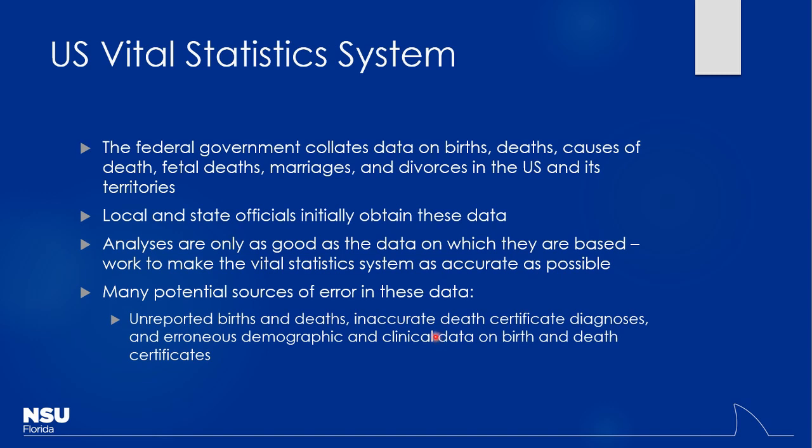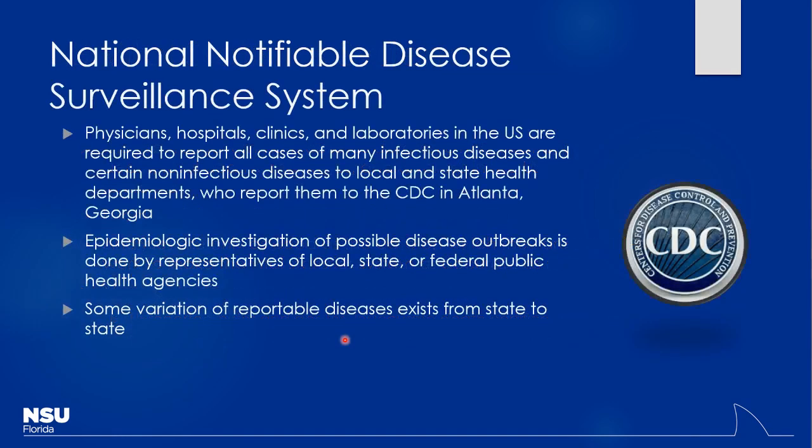The biggest one is probably going to be inaccurate death certificate diagnoses, right? So someone says, oh, they died of old age. What does that really mean, right? It could be several different things that could be referring to. It all depends on who's actually signing out that death certificate, right? There could be erroneous demographic data, clinical data on the birth and death certificates. All these things could be inaccurate. And so one of the biggest problems we find is that underreporting is going to be a big issue, especially for a lot of the diseases that we want to monitor for.